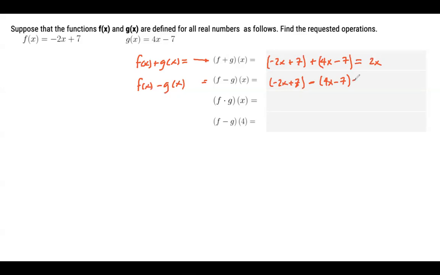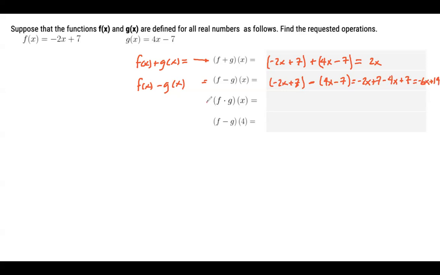So that will get you a minus 2x. The first one stays the same, the f of x, and then minus 4x, and then careful here, minus 1 times minus 7 will get you positive 7. So now this will end up as minus 2x and minus 4x, that's minus 6x, and 7 plus 7, that is 14.